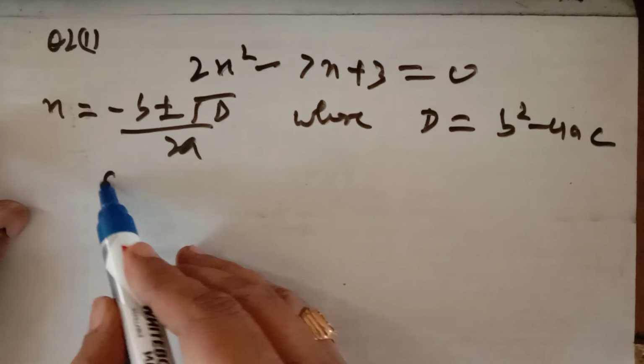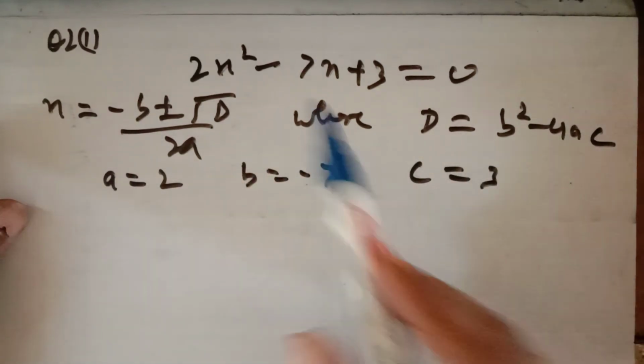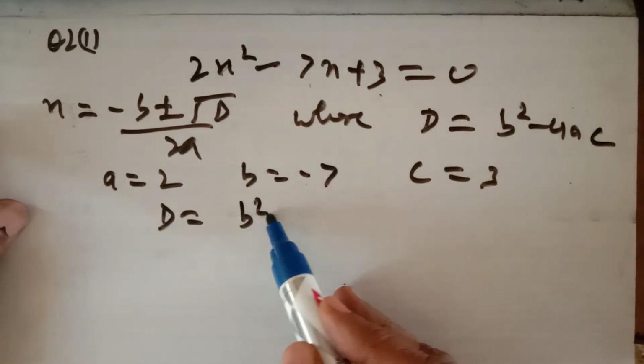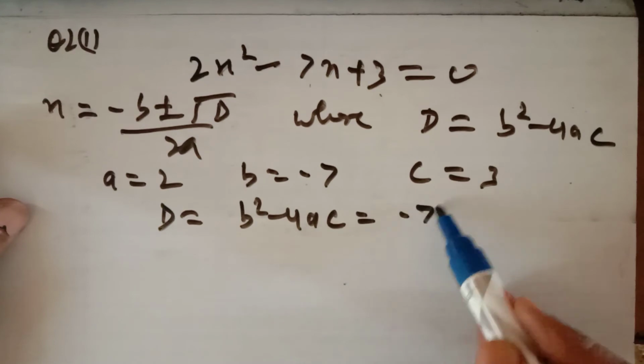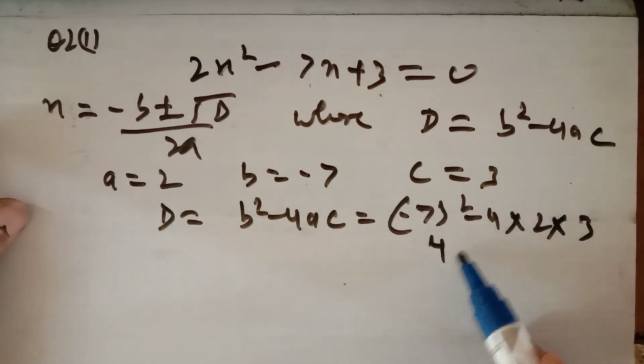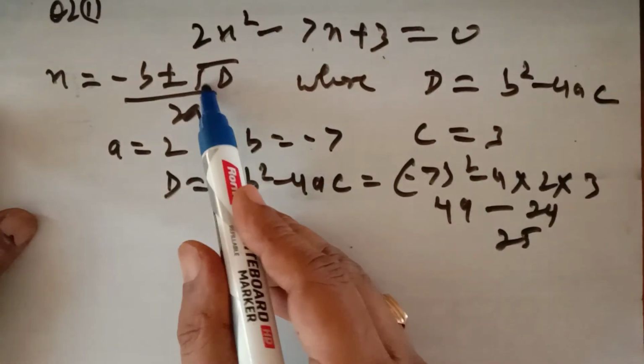So here in this part, a is 2, b is -7, c is 3. First I will find the discriminant, which is b² - 4ac. So (-7)² - 4 into 2 into 3, 49 - 24, that is 25. So the roots are obtained by this formula.